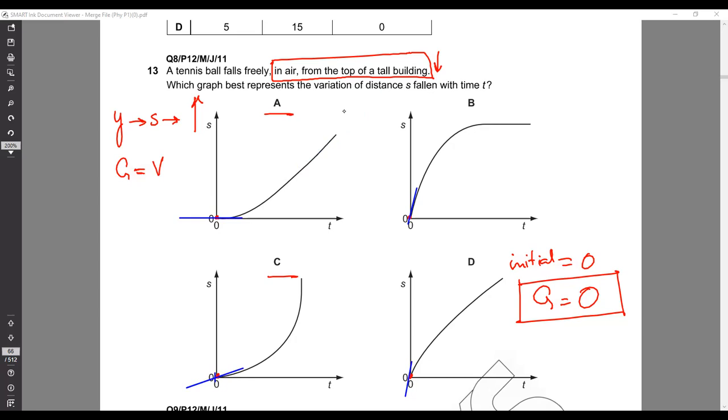So there are two problems with graph C. No doubt its distance is increasing, its gradient is increasing, but it says it keeps on speeding up, which is not possible. Eventually the object will reach the terminal speed at which it will move with a constant speed. So the gradient will become constant. After increasing some speed, it becomes constant. Got it? Yes. So apply these kinds of things. Okay, that's good.